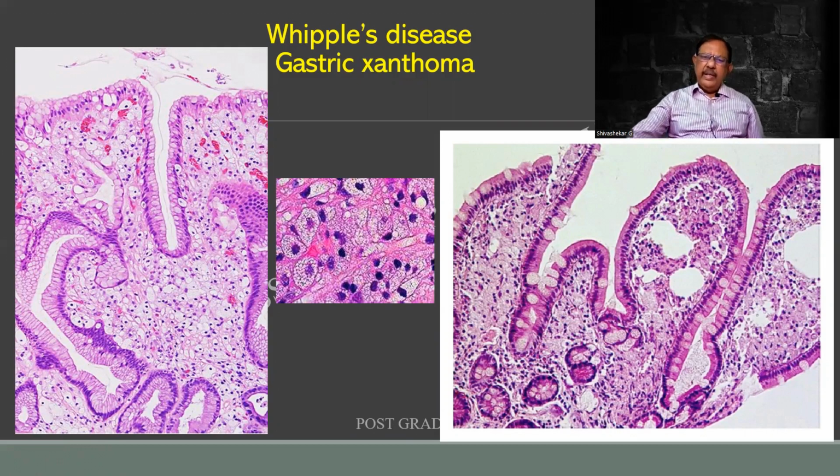And they say it is an infective etiology, yet to be proven. Here again is the foamy macrophage. The gastric xanthoma is another one. These are the foveolar epithelial cells. And in the stomach, I find that there are sheets of cells almost similar to this, which is a gastric xanthoma.